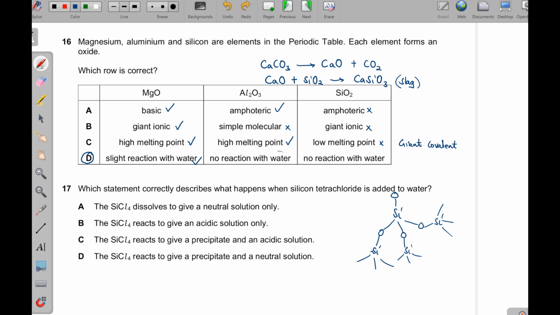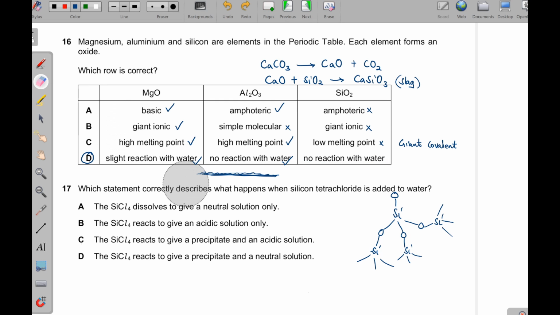Aluminium oxide, no reaction with water. Yes, that is why we have power cables. The aluminium reacts with the oxygen, then it forms a layer on these overhead power cables. That layer protects the wire from any further reaction. So even if it rains, we still have the wires there. You see that? Then next, we have no reaction with water, silicon.